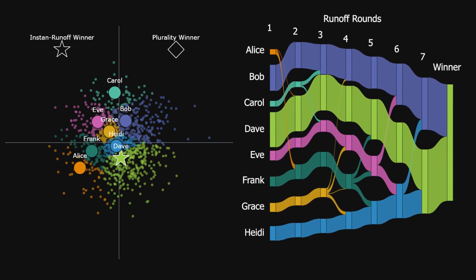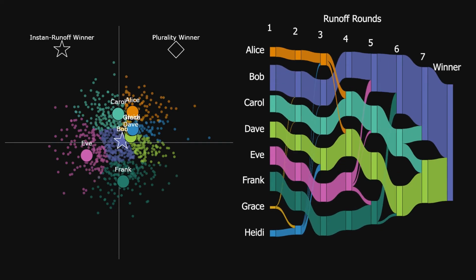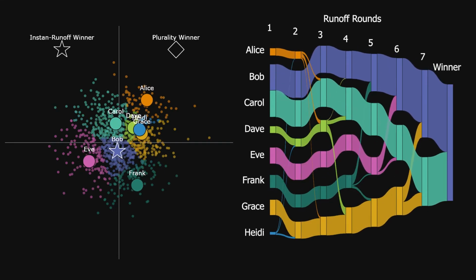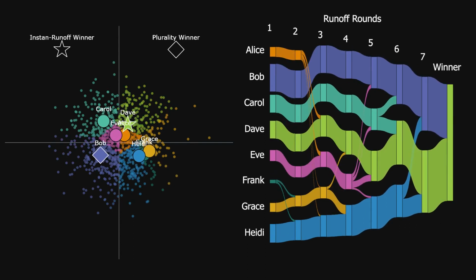But the instant runoff system is not immune to the spoiler effect. There are still situations where the center is crowded and candidates who would have done well are eliminated early on. Here is a great example of that. The winner under instant runoff, Dave, would not have won if the final round was against Alice or Eve. But since they were both eliminated early on, Dave was able to pull ahead.